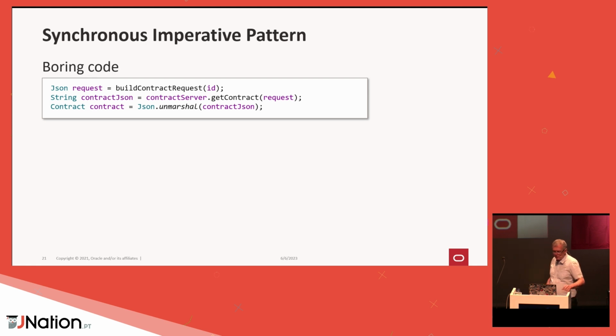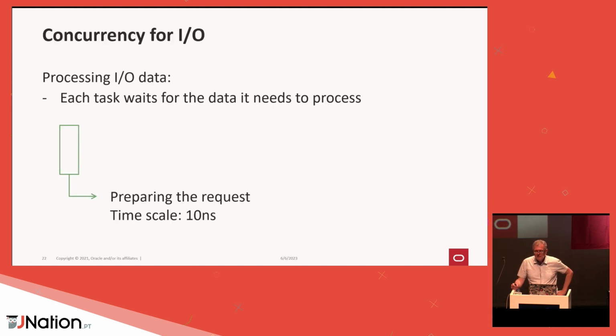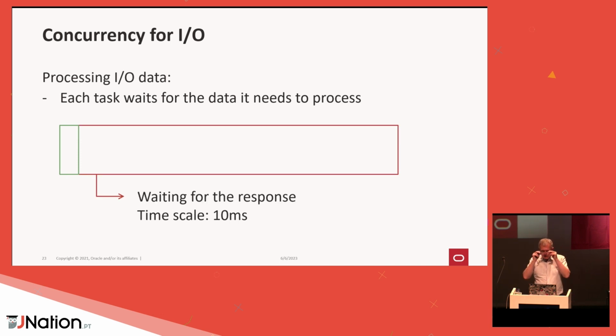How is it going to be executed? Well, the first line of code is an in-memory computation. You will execute this line of code in the order of nanoseconds, because this is the speed of current CPUs. Maybe 10, 100 nanoseconds, something like that. And then you launch your request on the network, and here you're in the order of milliseconds, 10 or 100 milliseconds. Okay, that's 1 million times slower. And then you get the response, you unmarshal it, you recreate your contract object in this example, and that's in the order of nanoseconds again.